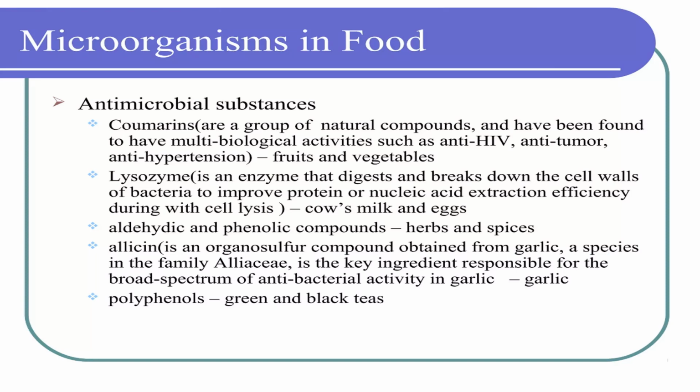Aldehydic and phenolic compounds are found in herbs and spices. Allicin, which is generally found in garlic, is an organosulfur compound obtained from garlic, which is a species in the family Alliaceae. It is the key ingredient responsible for the broad spectrum of antibacterial activity in garlic. Polyphenols are found in green and black teas.